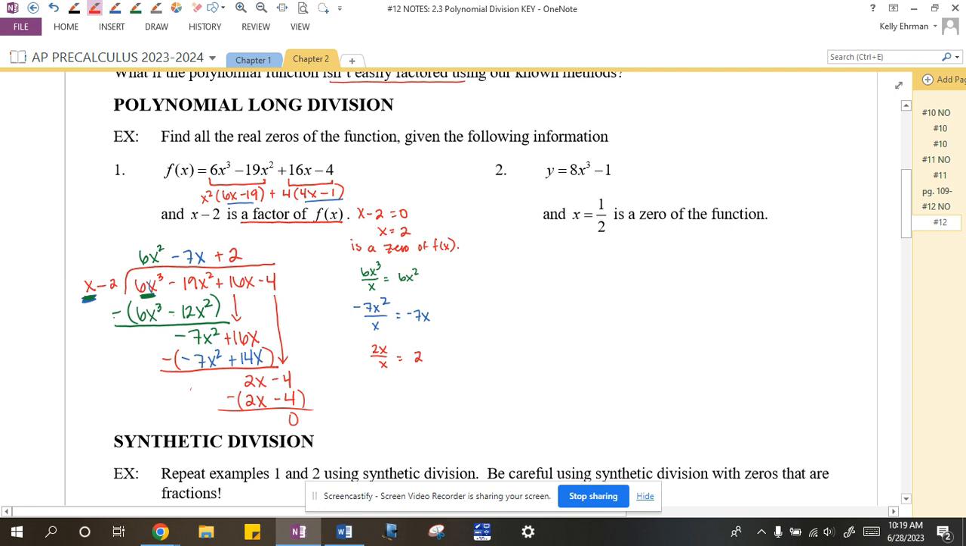An expression minus itself cancels out to 0. So that means that because x minus 2 is a factor of f of x, it should divide in perfectly, and we should always end at 0. So our answer, we're finding all the real zeros here.